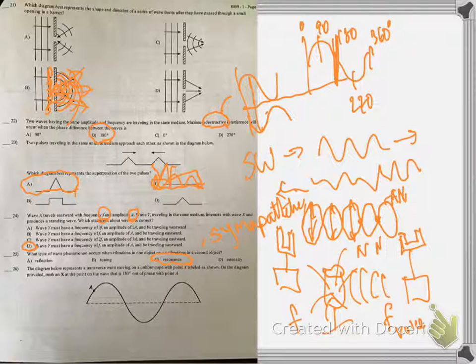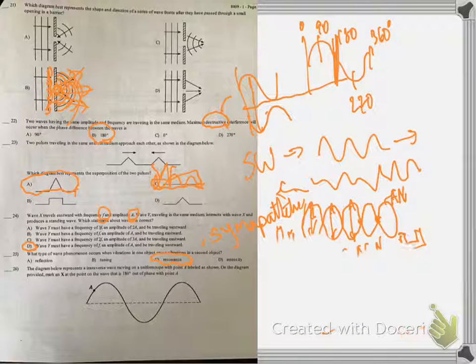The last question. The diagram below represents a transverse wave moving in a uniform rope with point A labeled as shown on the diagram. Mark an X that's 180 degrees out of phase. So this is actually not an easy one to draw. Let me show you where 360 degrees is. If I follow this, right there is 360 degrees. So 180 degrees is the halfway point of that. It looks like it's right around there. So I would put my X right there.